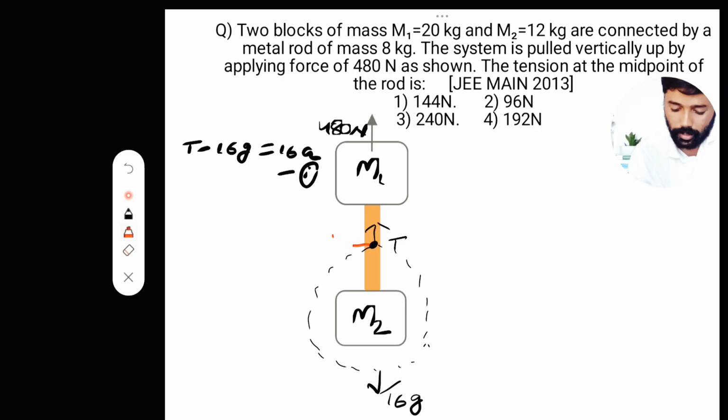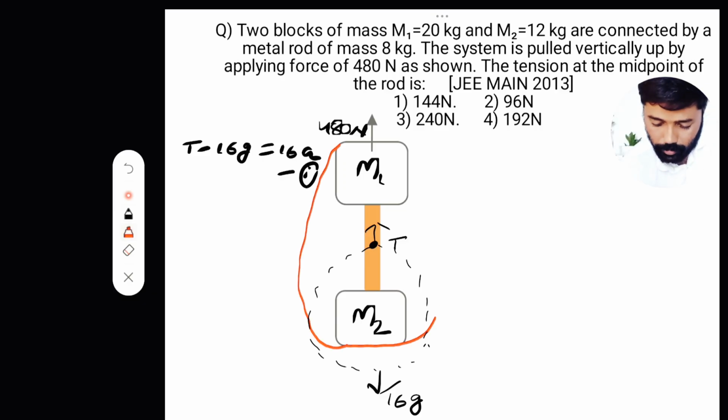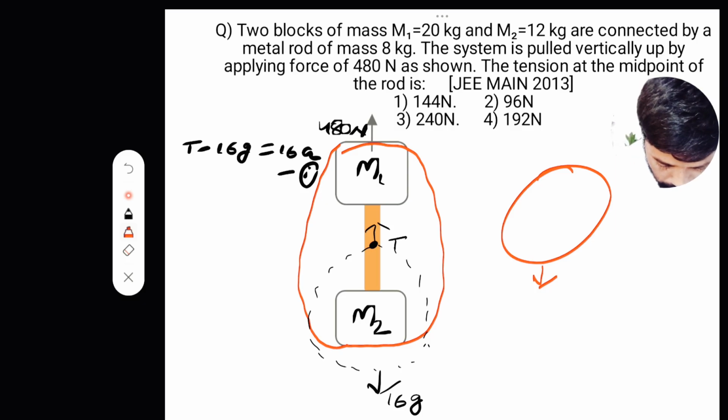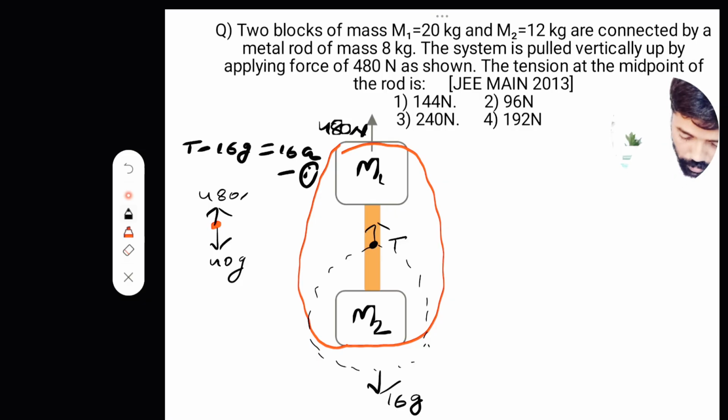I'll take the whole because the equation will be easier. M1 is 20 plus M2 is 12, so 32, plus the mass of the rod, 8, so 40 kg. If you draw the free body diagram for this whole system, 480 Newton is acting upward, and weight is acting vertically downward. How much weight? 32 plus 8 is 40, so 40g. For the whole system, tension and such are internal forces, so no need to take those.